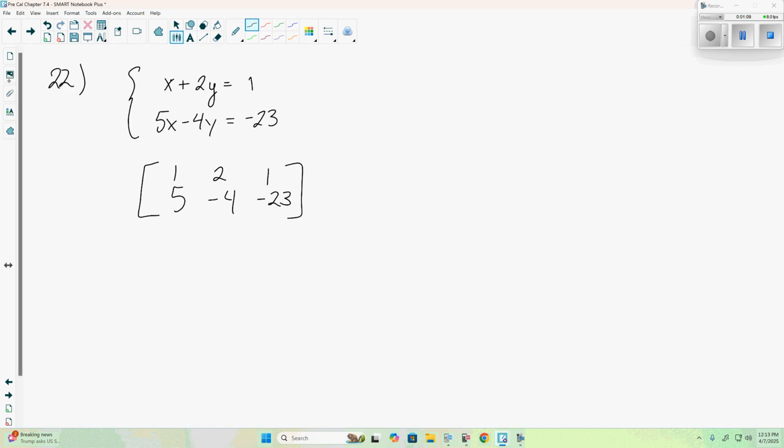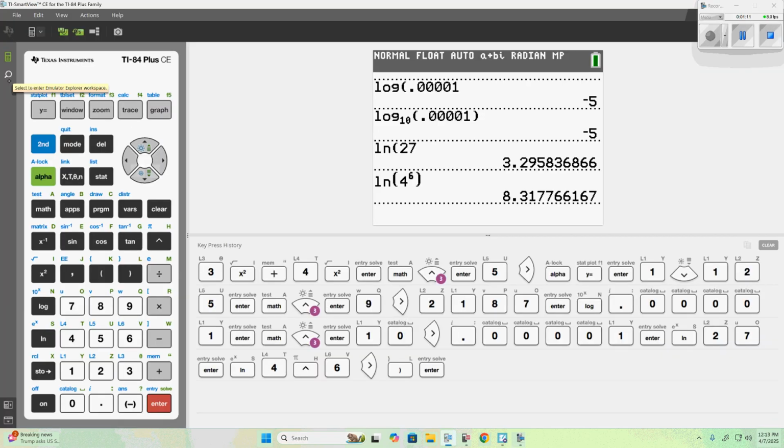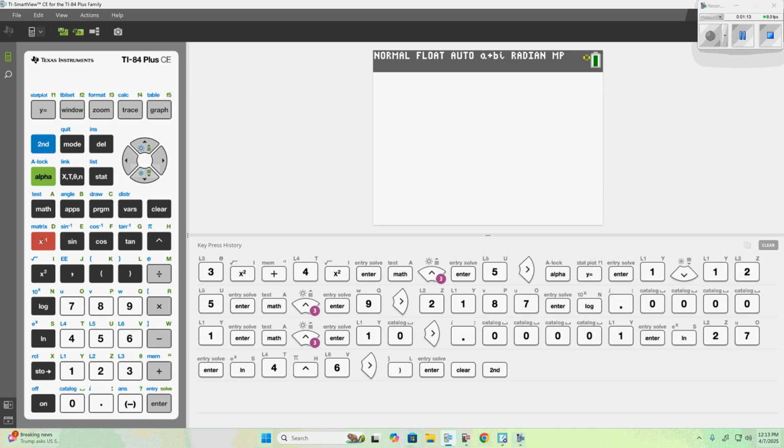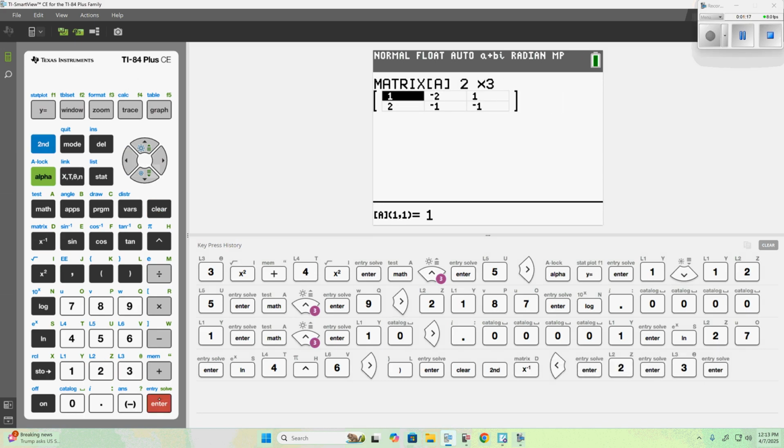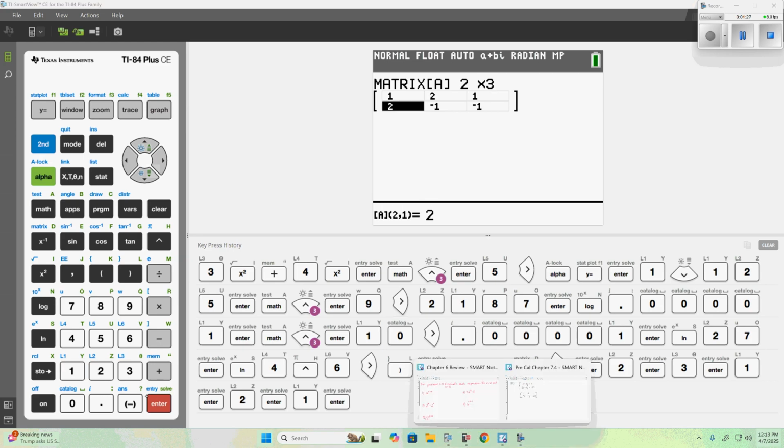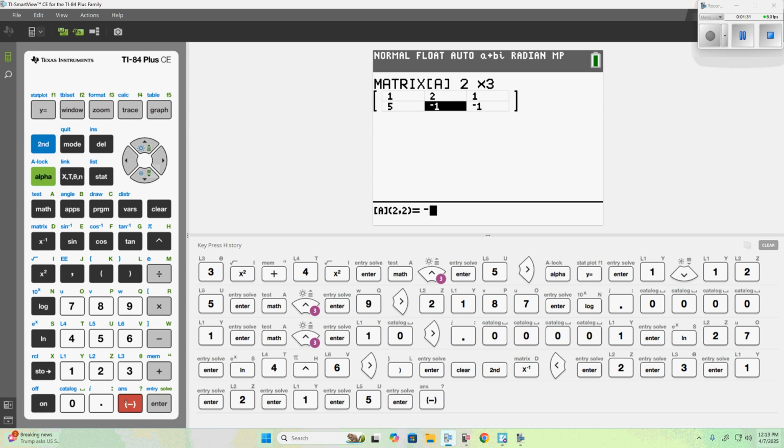Now, we can grab the calculator, say second matrix, and go over to edit. Now this is a 2 by 3. 2 equations, 2 variables, and a number. Top one is 1, 2, 1. And the bottom one is 5, negative 4, negative 23.